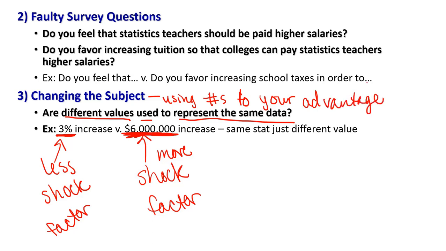This is a way of showing your bias on what you want readers to pick up on. If you want readers to have that shock factor when it's not even there, then you would want to say a $6 million increase versus a 3% increase.